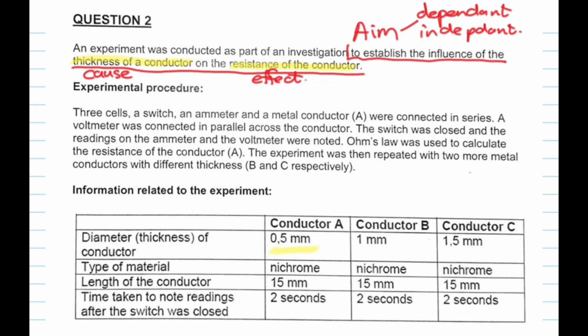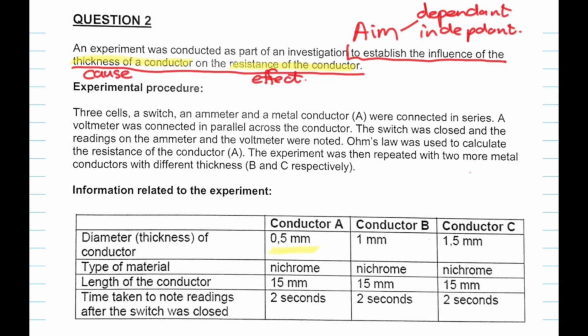And it's very nice because now they're going to link this to the rest of our procedure. So let's have a look at the rest of the procedure. 3 cells, a switch and an ammeter and a metal conductor labeled A were connected in series. A voltmeter was connected in parallel across the conductor, and the switch was closed, and the readings on the ammeter and the voltmeter were noted. Ohm's law was used to calculate the resistance of the conductor. The experiment was then repeated with 2 more metal conductors with different thicknesses, B and C respectively.